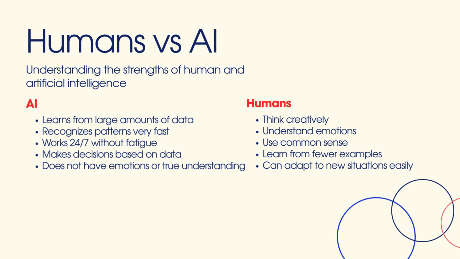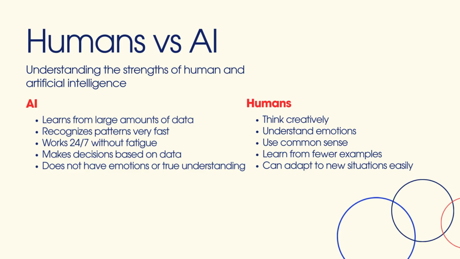Humans are different. Humans think creatively. They understand emotions. They use common sense in daily situations. They can learn from very few examples, and they can adapt quickly to new and unexpected situations. Artificial intelligence is strong in speed, data processing, and repetition. Humans are strong in creativity, emotion, and judgment.